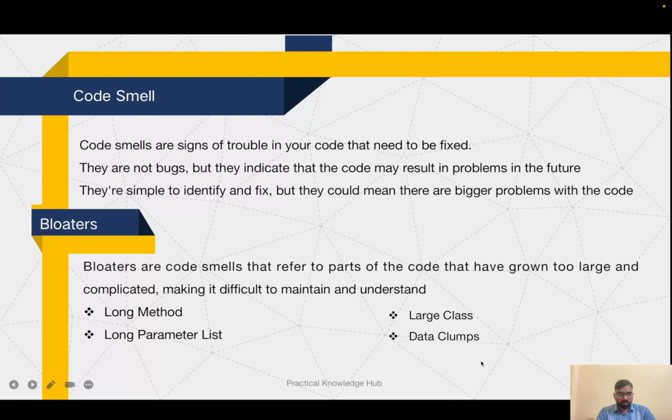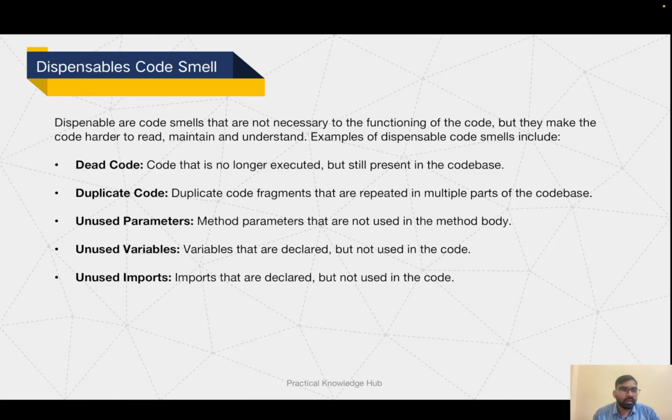So over here we discussed how we can fix the bloater code smells: long method, long parameter list, large classes, and data clumps. Now we have another type of code smell that is known as dispensable code smell. So what are these dispensable code smells? These are the code smells that are not necessary for functioning code. It means if we have any duplicate code, unused variable, unused parameter, unused import, or any commented code, we should remove it. We need to find out the code that is not used and remove it.